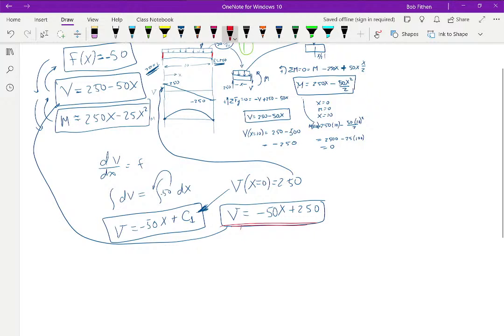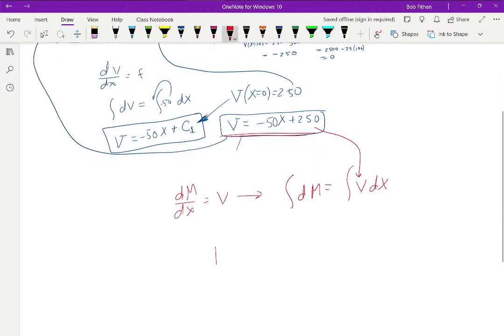So let's take this equation and integrate it. But before we do, let's do this, which leads us to this conclusion. Now I can stick this in here. Now I don't have that. So this is not a definite integral at this point. So I'm integrating 250 minus 50x dx. 250x minus 50x squared over 2 plus some constant of integration.